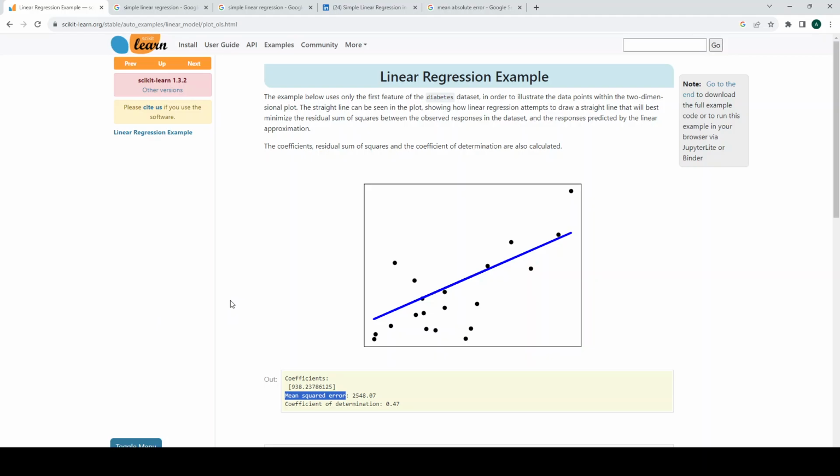Now let us see one practical demonstration of a simple linear regression. So see you in the next video.